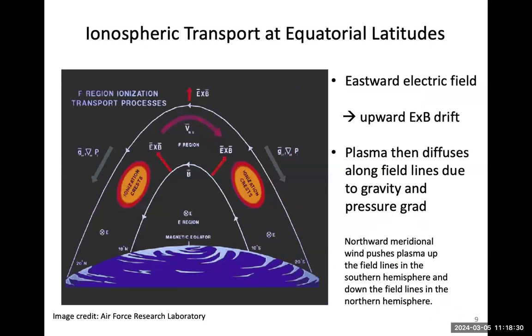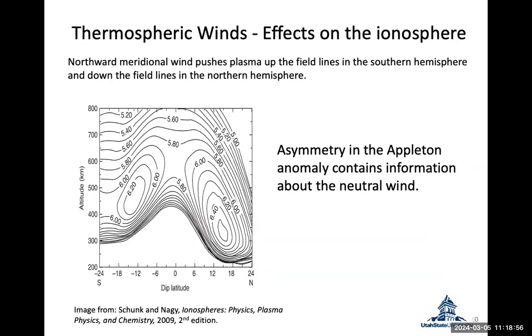So we talked about the electrodynamics here, but we now introduce a neutral wind on it. Now, a neutral wind, let's say we have a northward neutral wind blowing here, a meridional wind that pushes the plasma up the field line in the southern hemisphere here, pushing it up and pushing it down on the northern hemisphere, and that creates asymmetries in the anomalies.